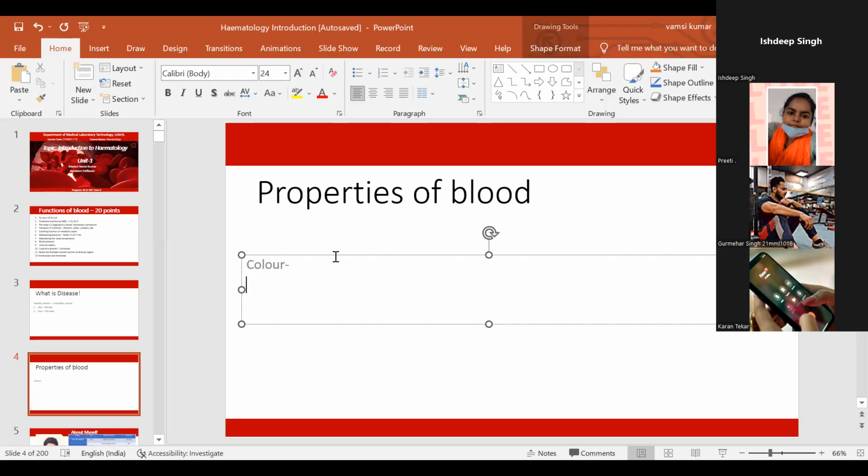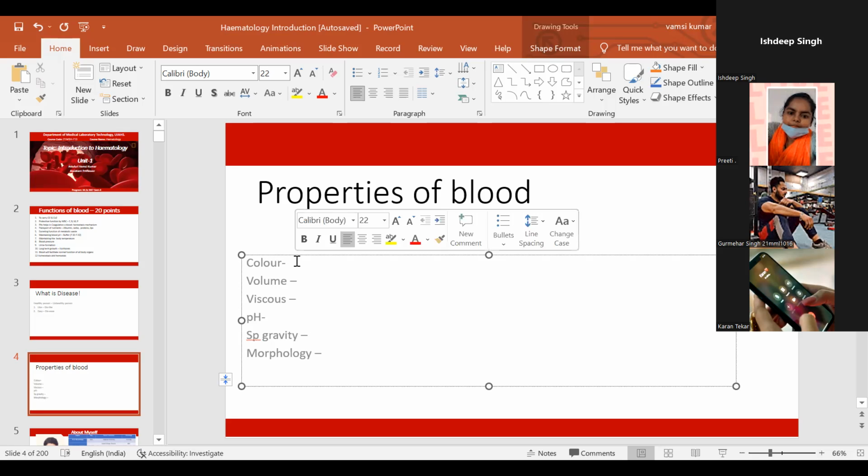pH of blood. Then specific gravity. Any other properties of blood we can write? Morphology of blood. Very good. Any other properties? Color, volume, viscosity, pH, specific gravity, morphology. Any other we can add to it? Okay, this is fine for me.